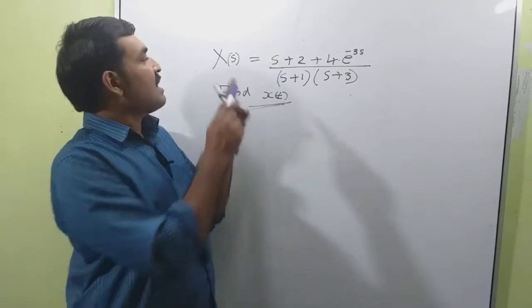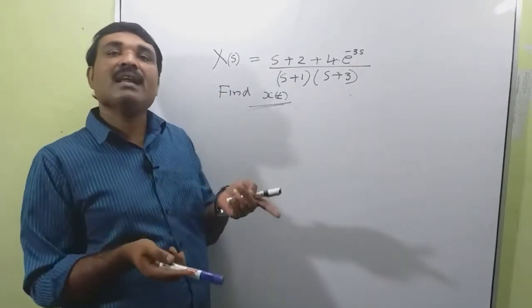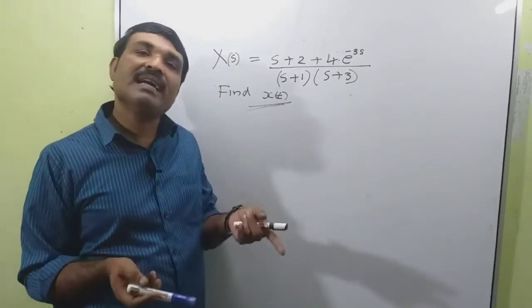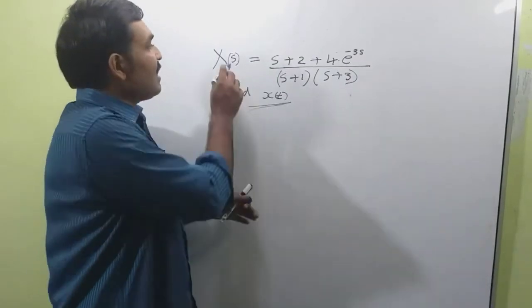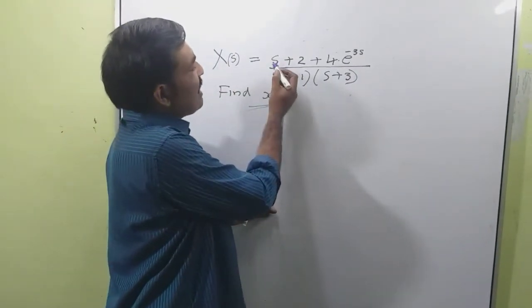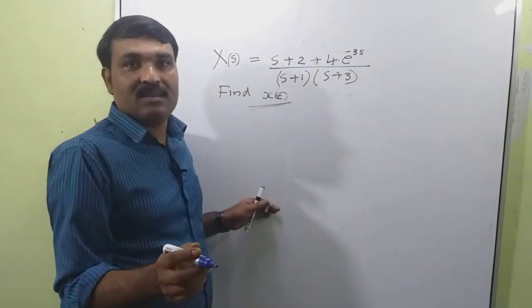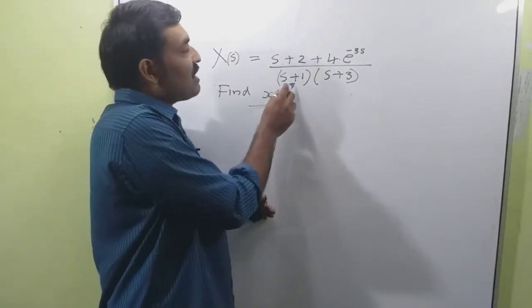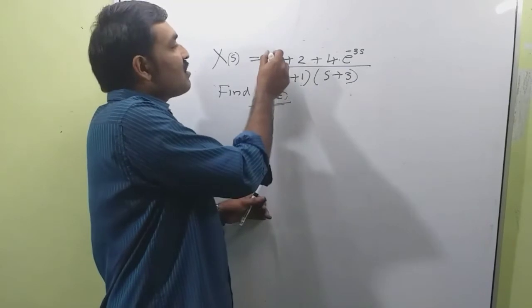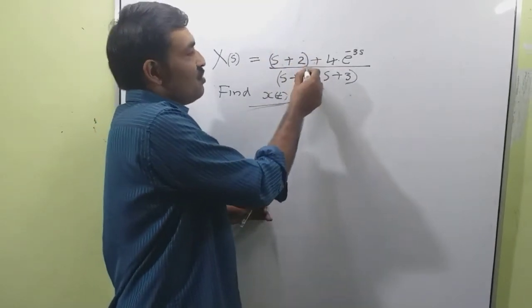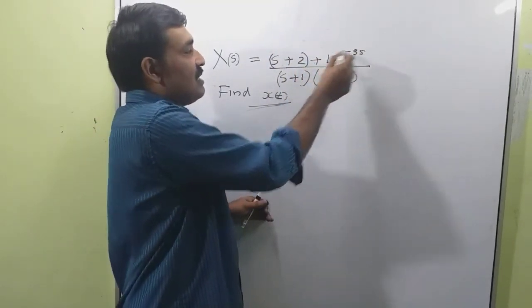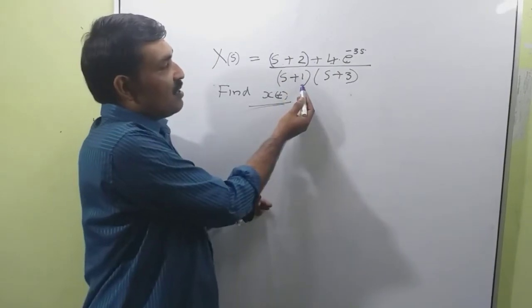Now our question is, X(s) is given. We want to find x(t). That means we want to find the inverse Laplace transform. Here X(s) is s plus 2 plus 4 times e raised to minus 3s, divided by s plus 1 into s plus 3. So I can write this as s plus 2 plus 4 into e raised to minus 3s, divided by s plus 1 into s plus 3.